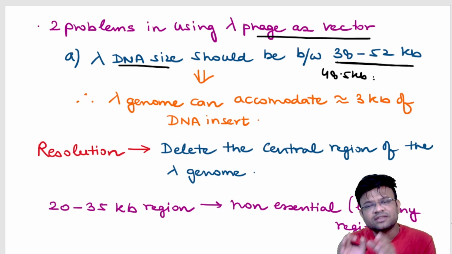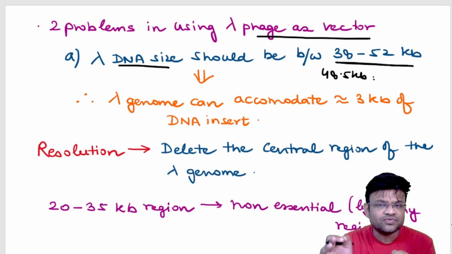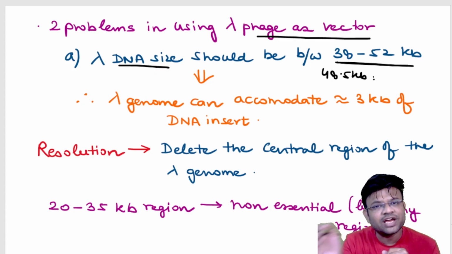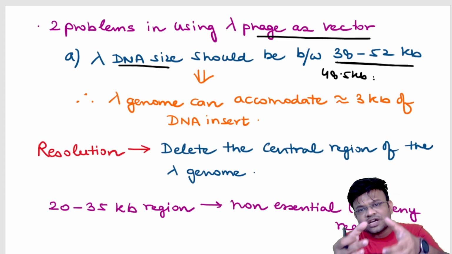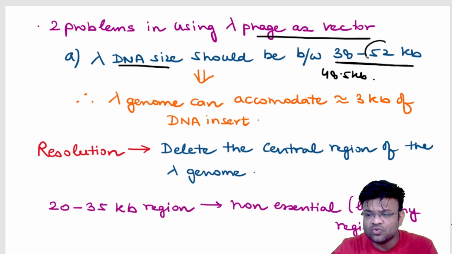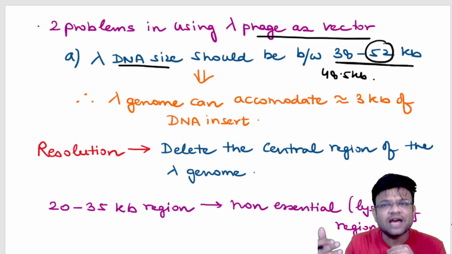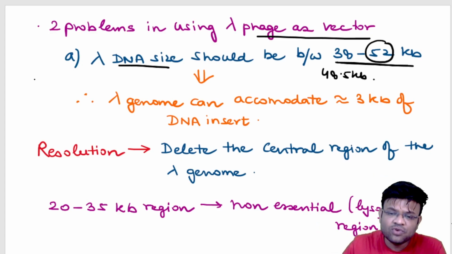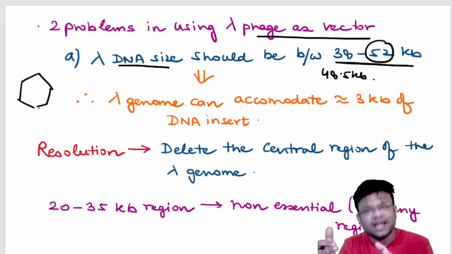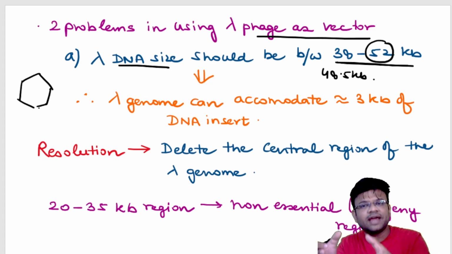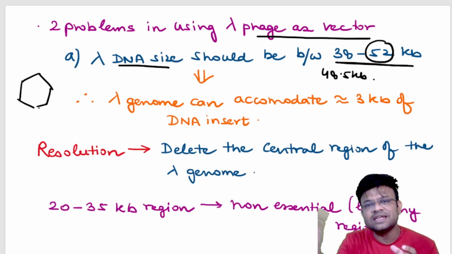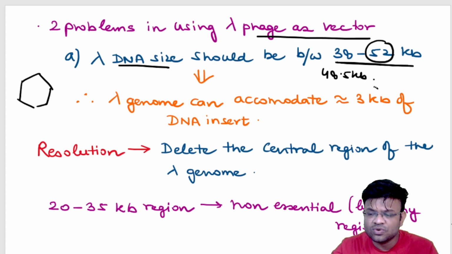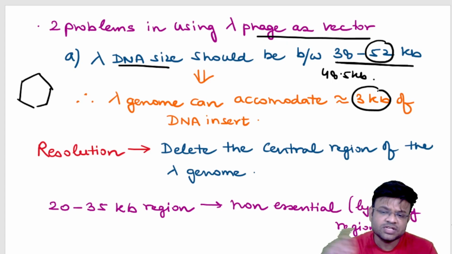But the problem is that the size of the genome is very large for lambda phage vector. It is 48.5 kb, which leaves us with only roughly 3 kb of the window that we can insert our gene of interest, because maximum is 52 kb. This is the maximum size. Why am I saying maximum size? Because I have already told you that the genome would be integrated inside the head. Genome has to go inside the head. So the maximum capacity of the head itself is 52 kb. So you cannot exceed that limit. Therefore, this leaves us with only 3 kb of DNA insert window. So this is one problem.